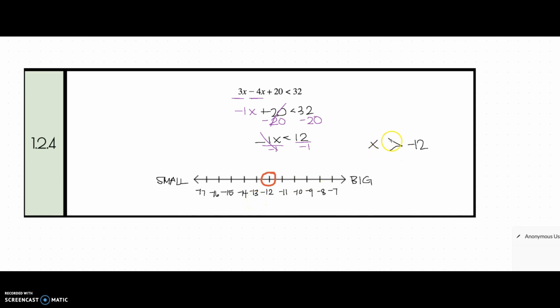And then this says x is greater than negative 12. My numbers that are greater go to the right. So I'm going to draw my arrow this way. And we're done.